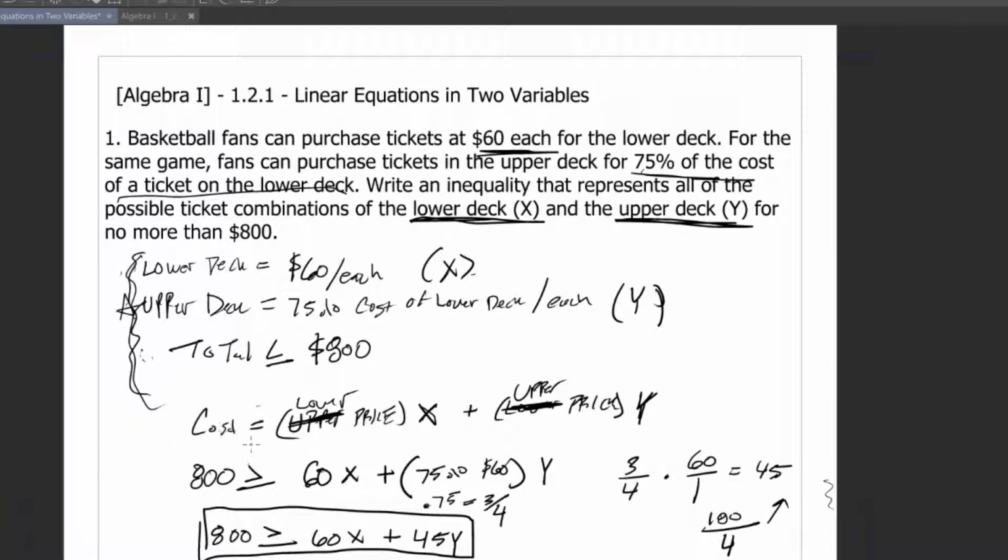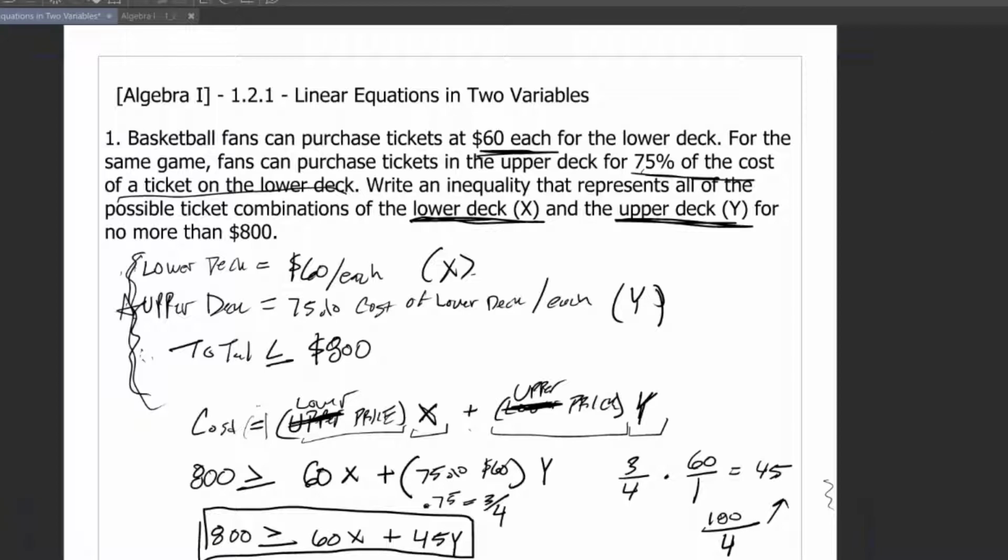And after that, we wrote down, what does this equation look like? What's it going to look like with all the variables and everything introduced? You'll have your inequality here. So whether it's the cost is less than, the cost is greater than, your lower deck price times the amount of lower deck tickets sold. Add that to the upper deck price times the amount of upper deck tickets sold. We did some simplification, and then we got this equation.